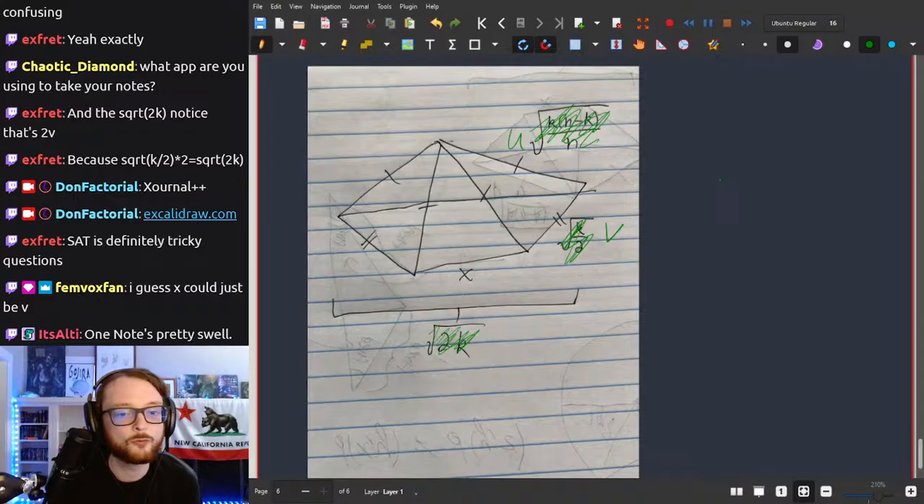Square root 2k is 2b. Okay. Is it root 2b? No, it's 2b. 2v or not 2v?